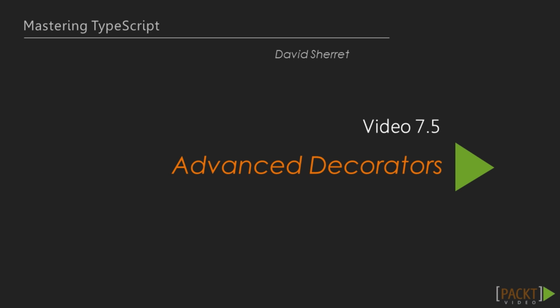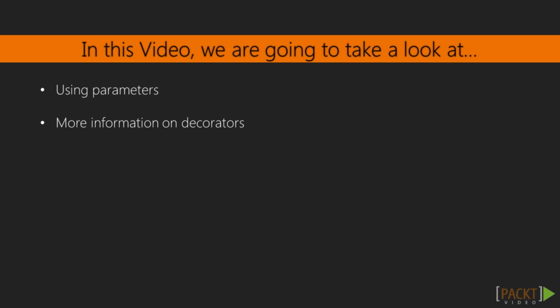Hello and welcome to the last video in section 7 on advanced ES6 and ES7 features. In the previous video, we looked at implementing a simple log decorator. In this video, we'll expand on that example and use parameters with the decorator. We'll look at how we can add a parameter to the log decorator. Then we'll look at where we can find more information on decorators.